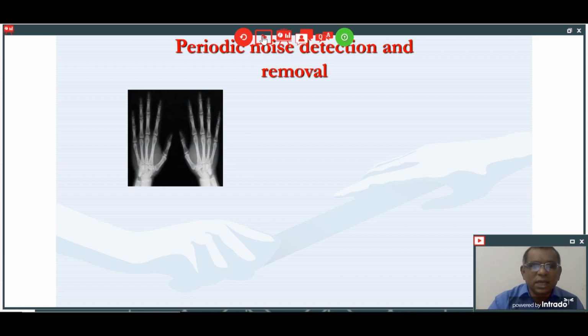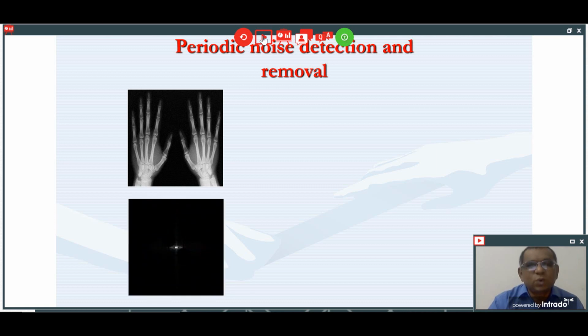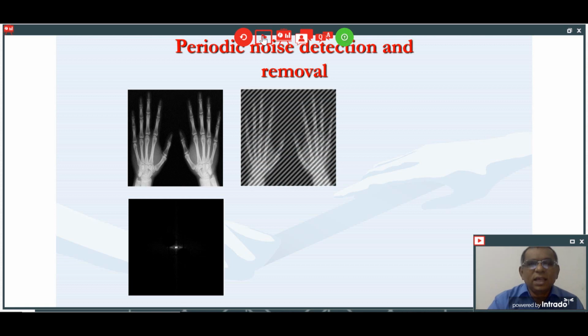Now consider this image. It is basically an X-ray image. If I take the Fourier transform, this becomes the spectrum. On the other hand, if this image is corrupted by a periodic noise, that is a sinusoidal variation, you can see that there is a drastic difference between these two images. So this image is corrupted by periodic noise.